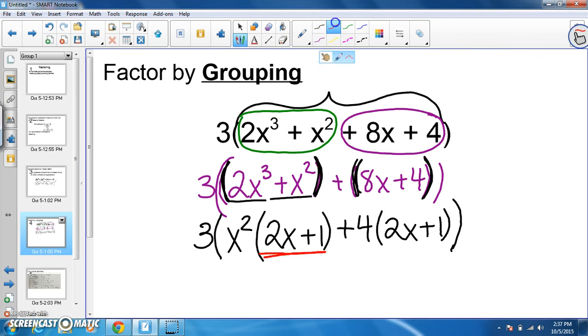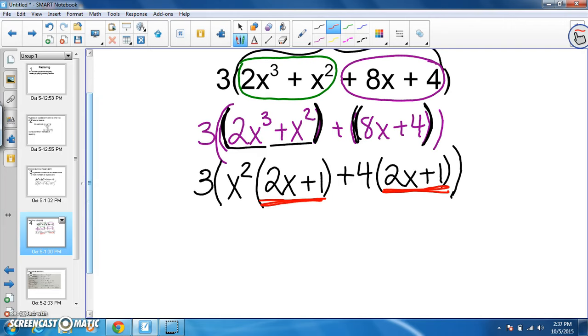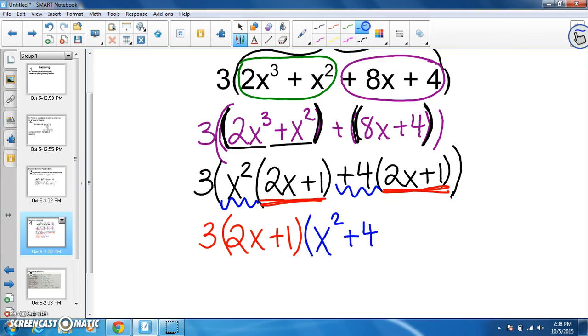Now what is inside our parentheses should be the same. Since they are the same, we're going to factor this 2x plus 1 out and be left with 2x plus 1 in our parentheses times what was left from before, so x squared plus 4. Don't forget about our 3 from the beginning, and then we have fully factored this polynomial.